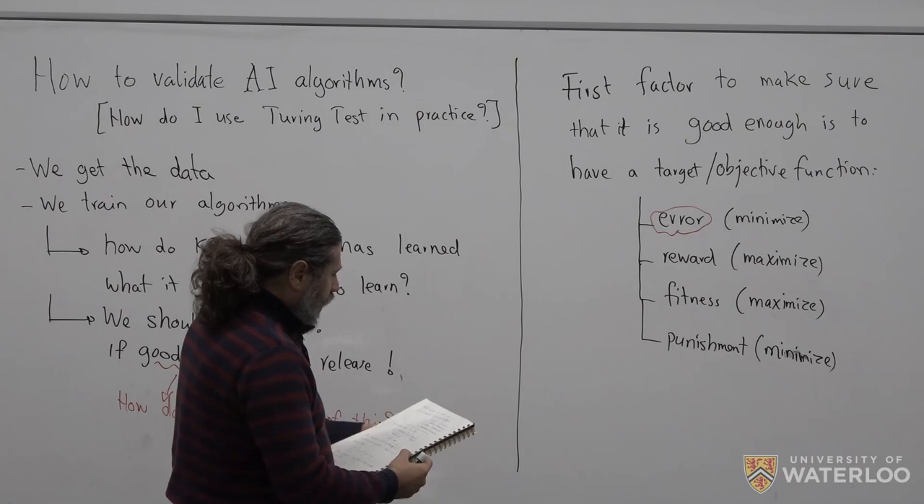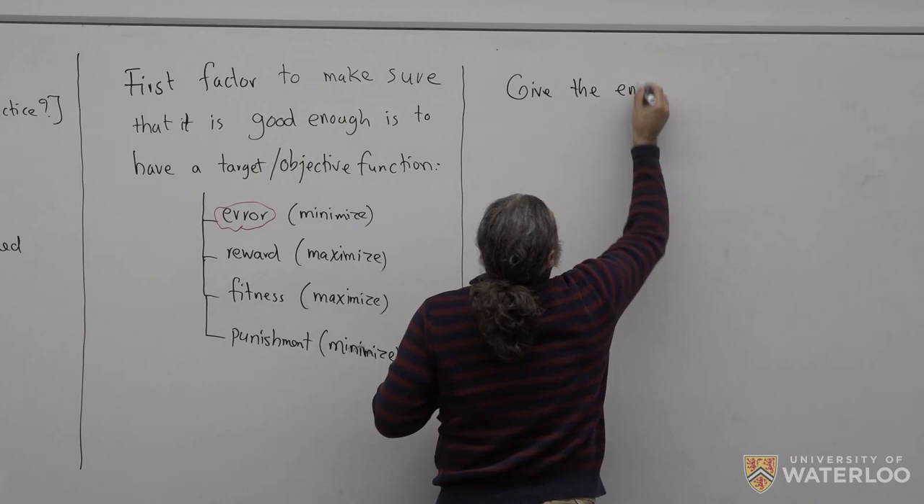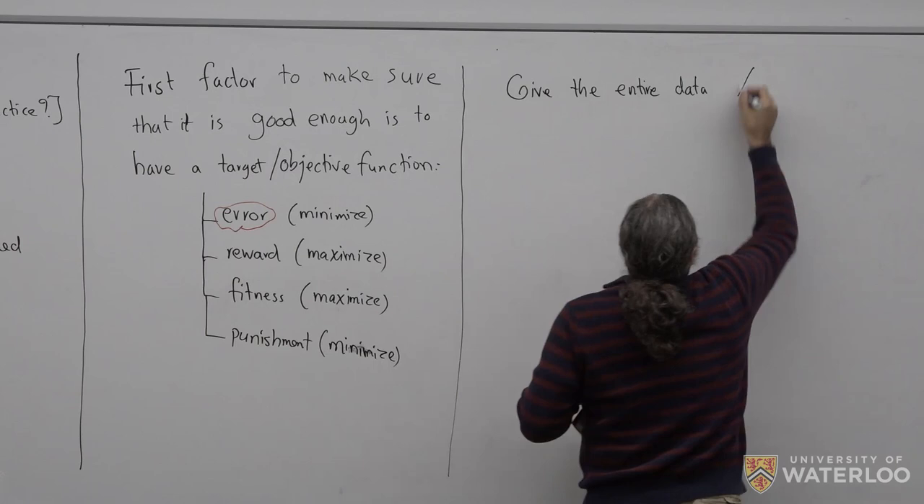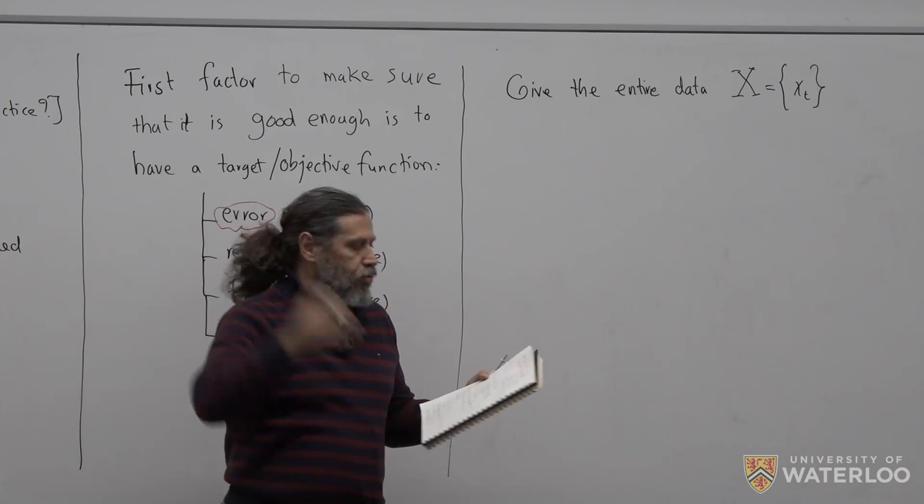OK. Now, we usually are given the entire data that we have, which is the capital X being the set of all observations x_t, and t goes from 1 to n, how much data you have.